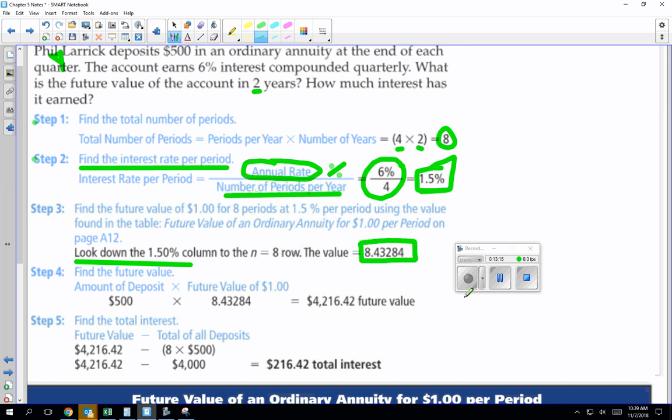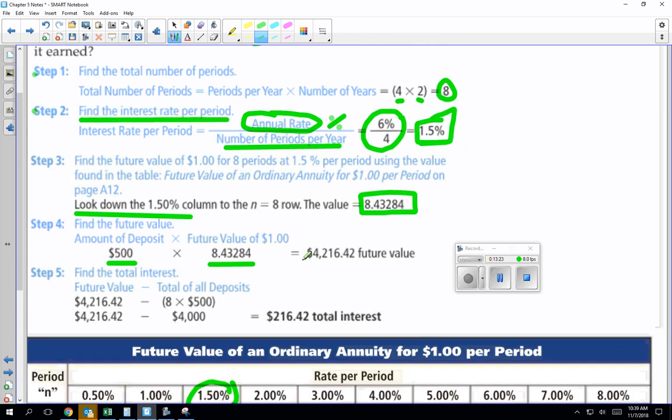So once we have the number from the chart, we take our original deposit amount, multiply it by the number from the chart, and we find out that after 2 years or 8 quarters, we'll have $4,216.42 in our account. Pretty cool for $500 a month.